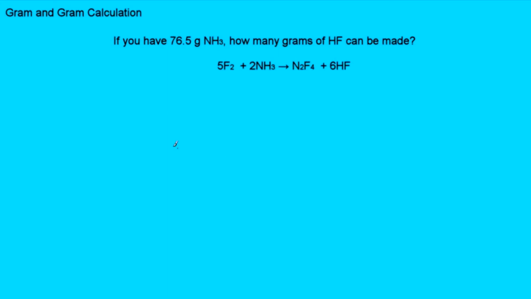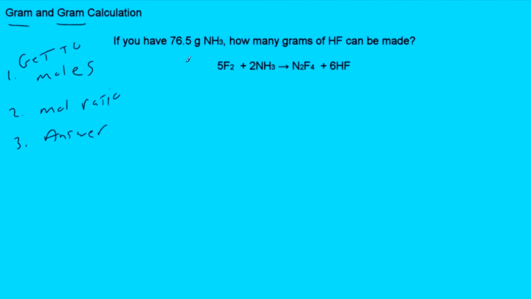This time we're going from grams of something to grams of something else. This is going to be a 3-step problem because the first thing we want to do is get to moles. We're going to have a mole ratio step, and then we're going to finally calculate our answer. So there's the 3 steps we're going to do.